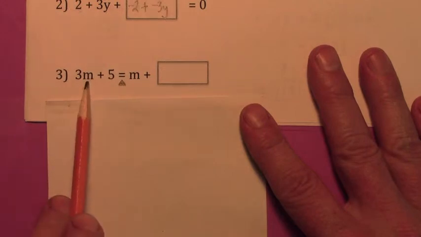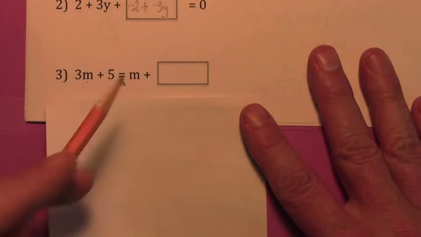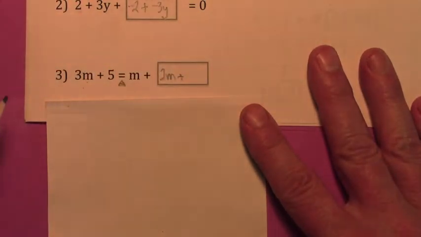You have 3m here. You have 1m here. How many m's do we have to have in the box? How many more m's? 2. Good. 2 more m's. Now, the numbers also have to balance.